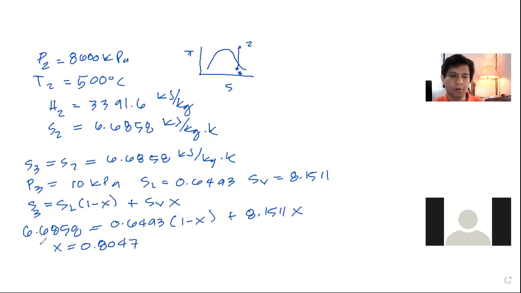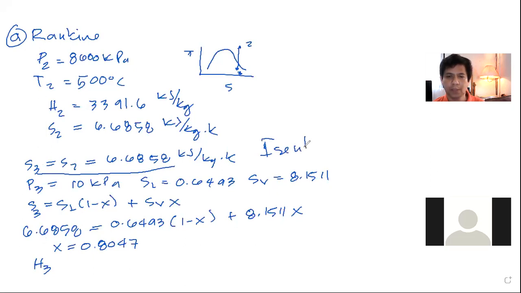So we're going to use this to calculate H3. So H3, remember nandun tayo sa part A. Ang part A natin ay Rankine. Rankine itong sinosolve natin. Kaya isentropic pa yung process natin. We have an isentropic turbine. Okay, so H3 is equals to HL times 1 minus X, okay, plus HB times X.